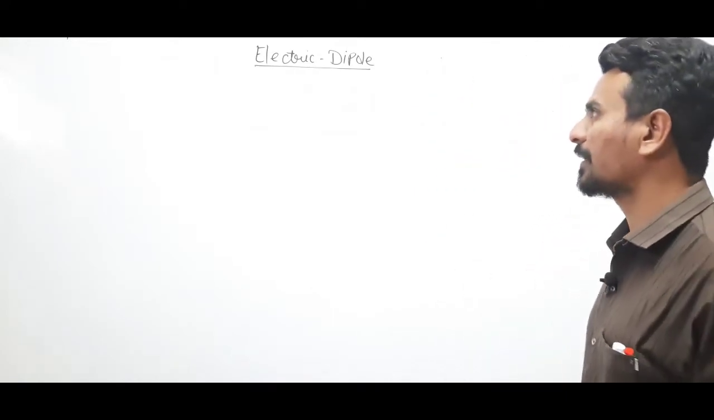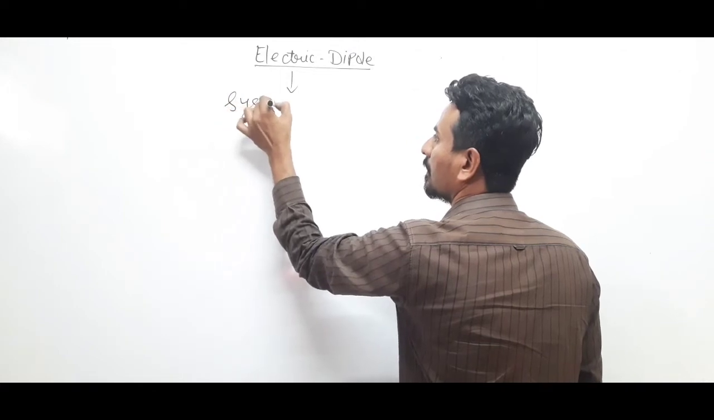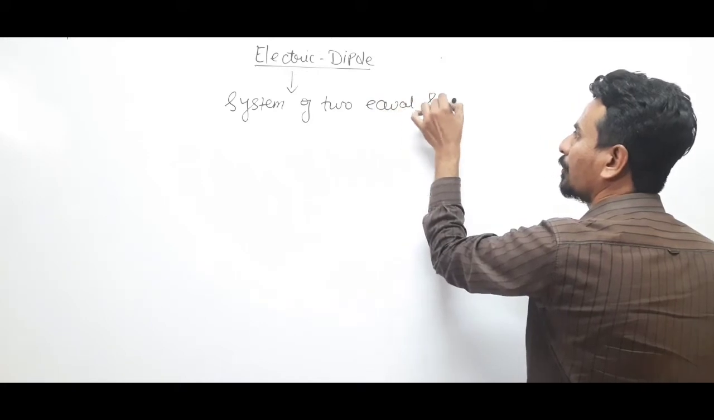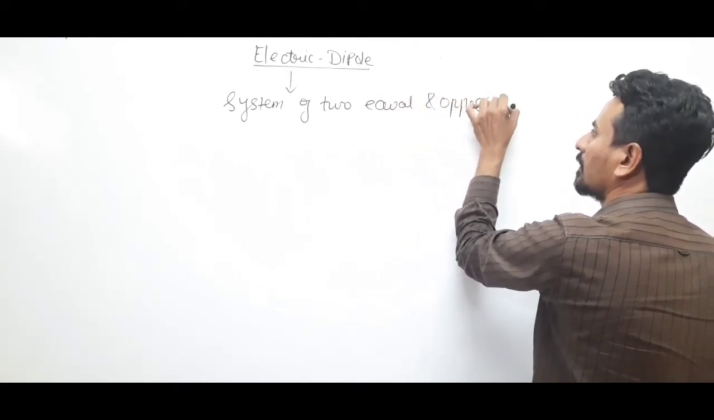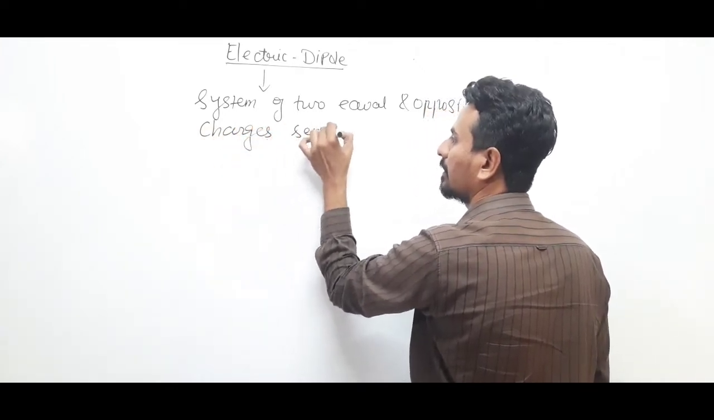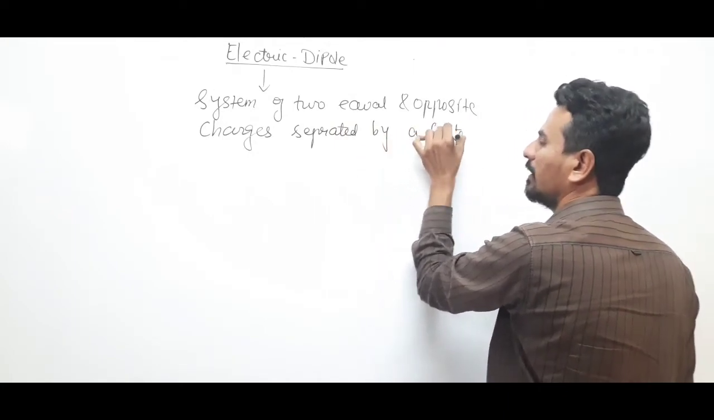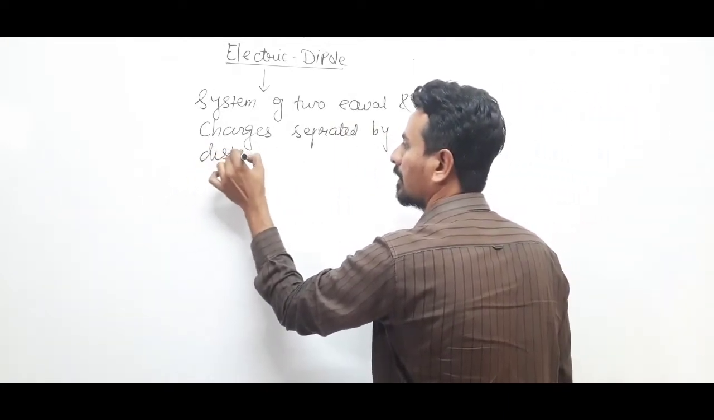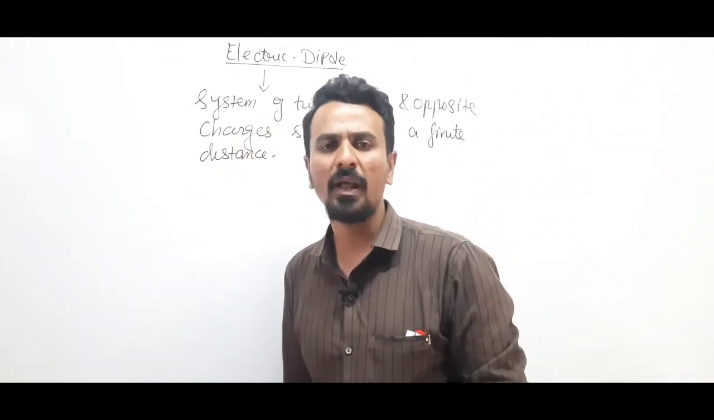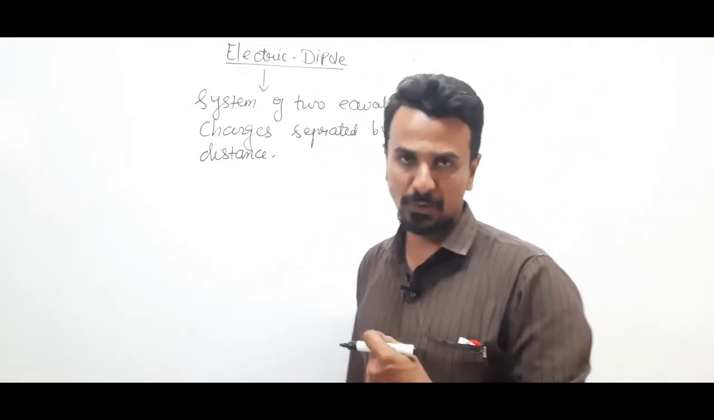See, an electric dipole is basically a system of two equal and opposite charges separated by a finite distance here, right? Di means two. Dipole, electric dipole, means a system of two equal and opposite charges separated by some finite distance. This arrangement is known as an electric dipole.